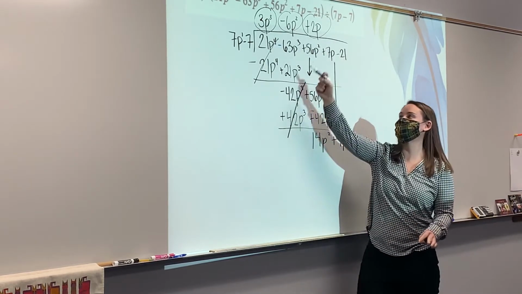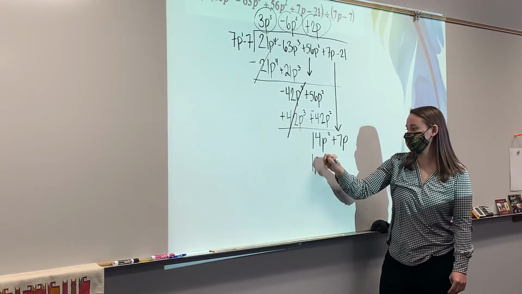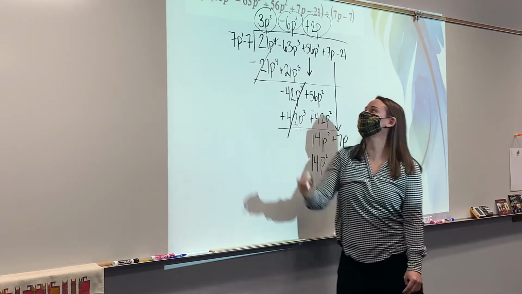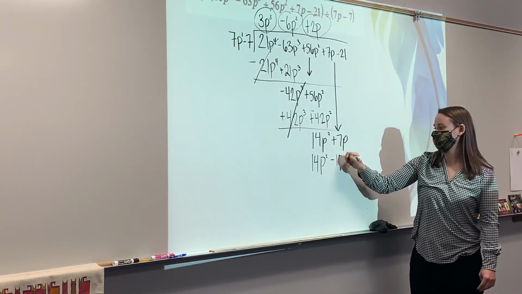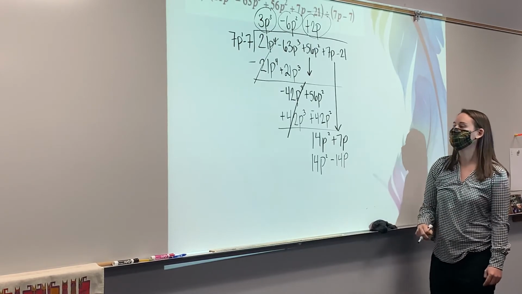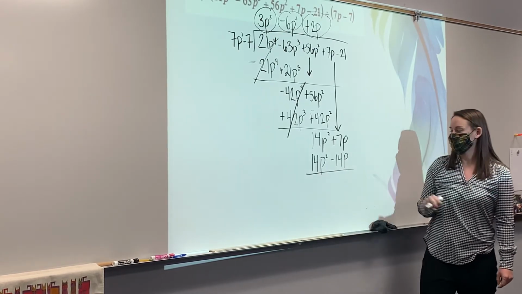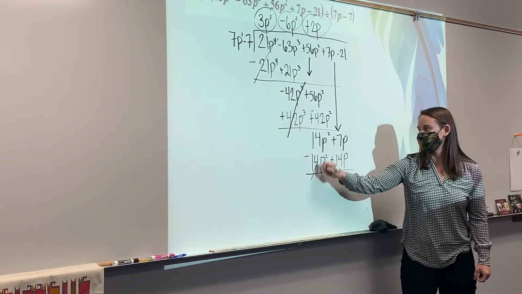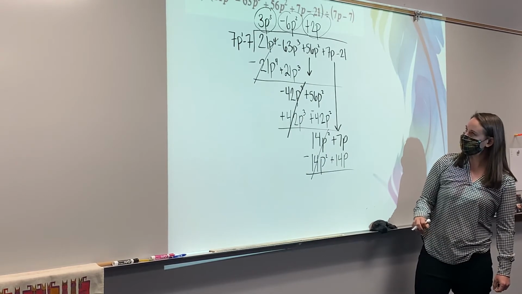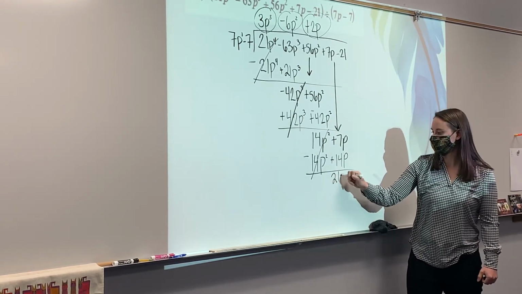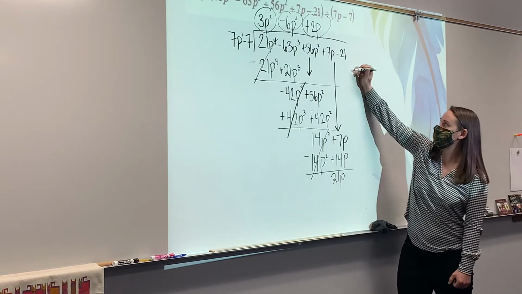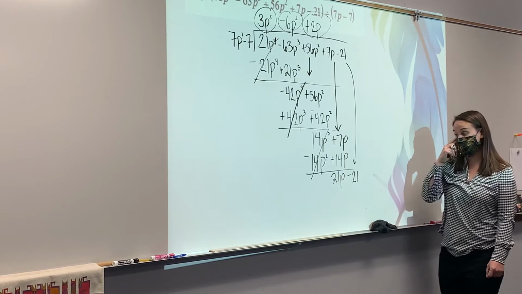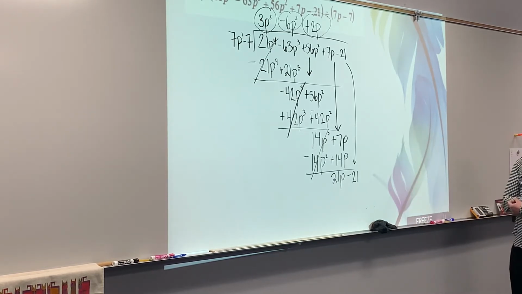Now we need to multiply that by both. So 2p times 7p gives me a 14p squared. 2p times negative 7 gives me a negative 14p. Change the signs for both, so it becomes a minus plus. This disappears and I'm left with, what is that, 21p? Drop down the minus 21.